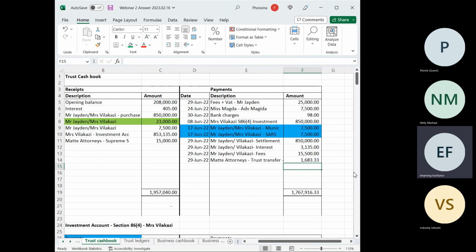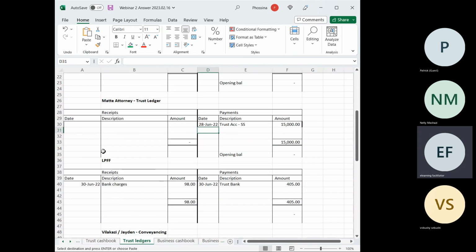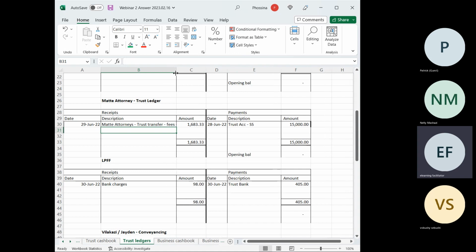So if we are transferring this amount to our business account, then we also need to record it in the trust ledger of Met Attorneys. You see here, we record it 29 June. We are doing a trust transfer for our fees plus disbursements. Remember, we paid disbursements. We've already paid the trusting agent. So this is what we are transferring.